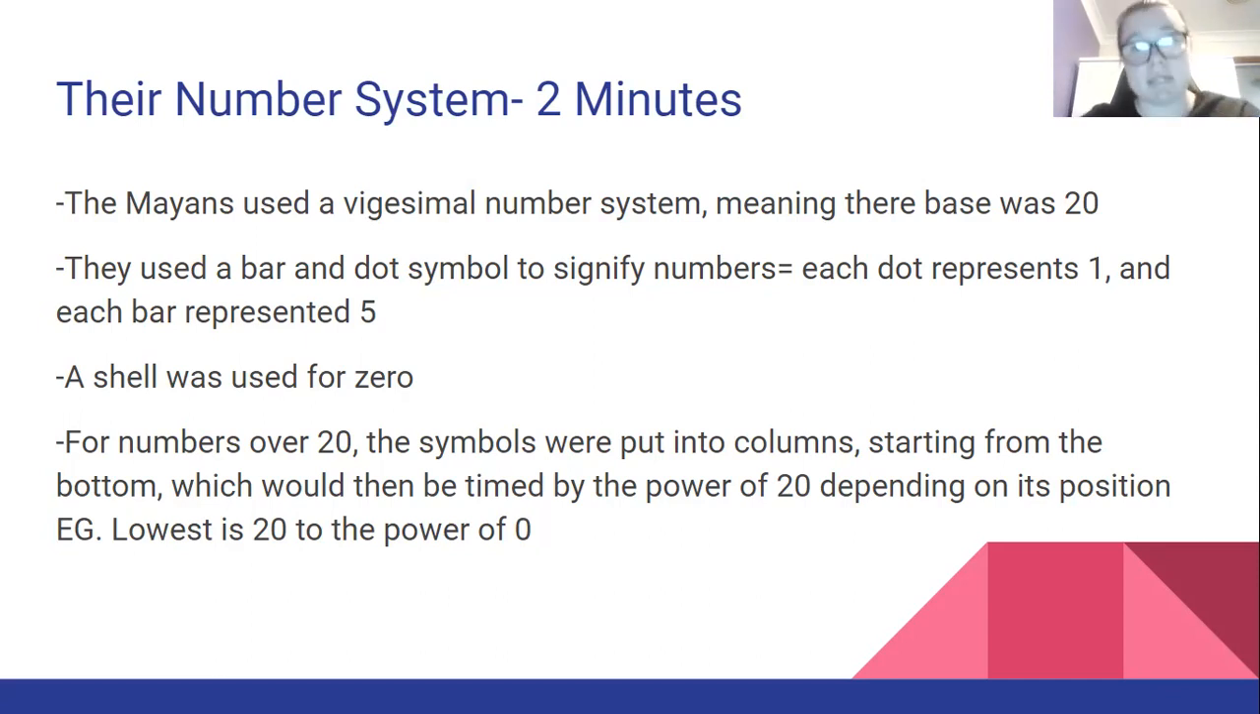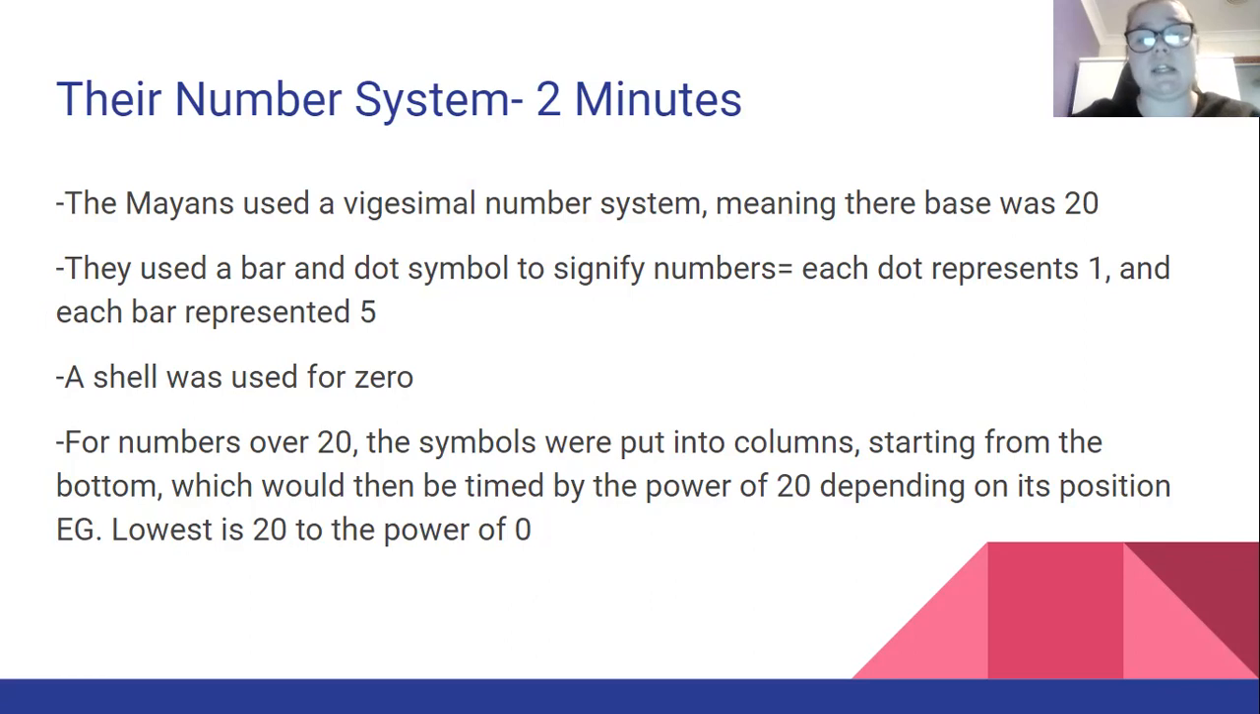They didn't have numbers in the way, the symbols that we have them. They used a bar and dot to signify each number. Each dot represented a 1, and each bar represented 5. A shell was then used for 0, which was a massive achievement back then, and even now, because they were actually the first culture to invent 0.